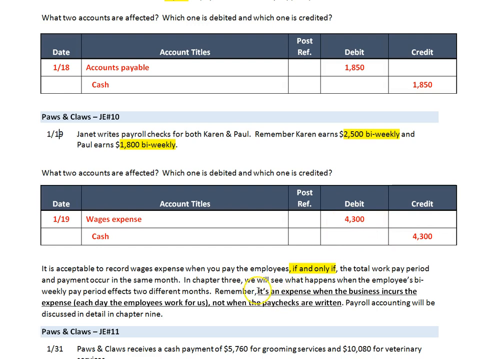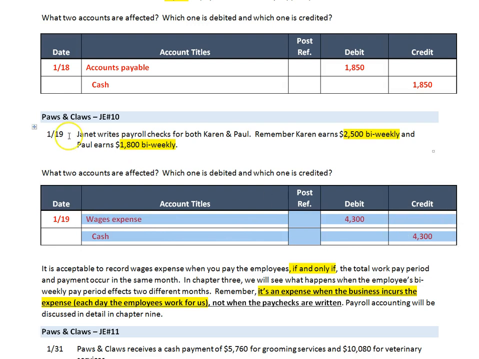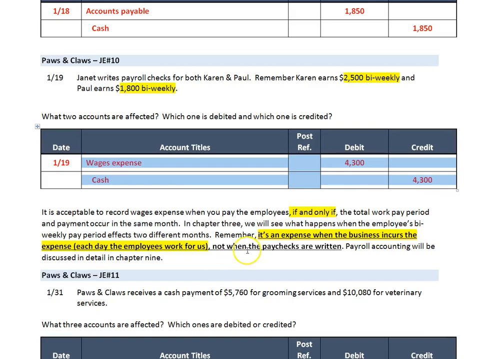So we want to remember back to Chapter 1, it's an expense when the business incurs the expense, i.e. each day the employees work for us is technically an expense. It's not like businesses record each day. They record it either when they pay it, if it's all in the same period, or they look at it at month end and accrue for their wages. So they only look at the pay periods or at the end of the month. They don't actually do a transaction every day for wages. But theoretically, that's what happens. Every day that the workers work for us, the business incurs it. So it's not when the paychecks are written. We've only done it this way because they all occurred in January.